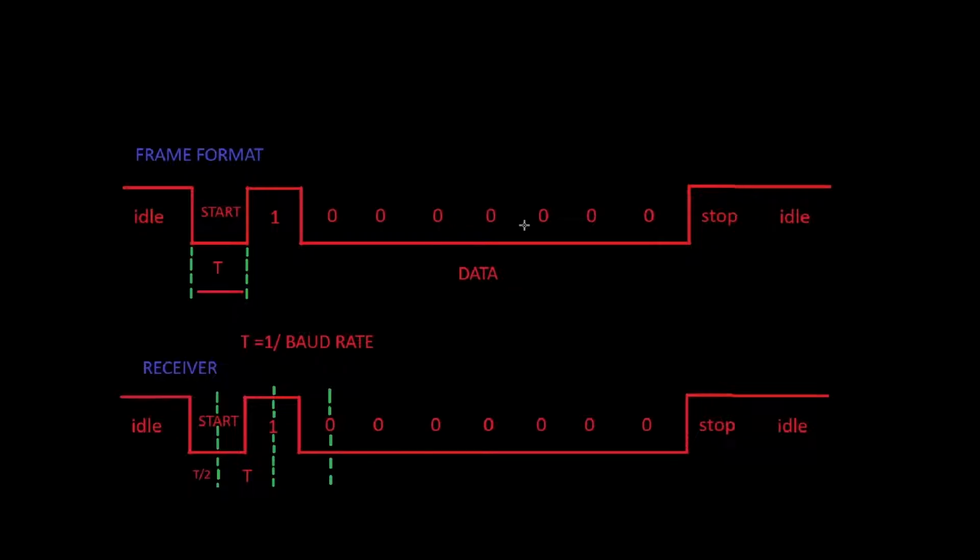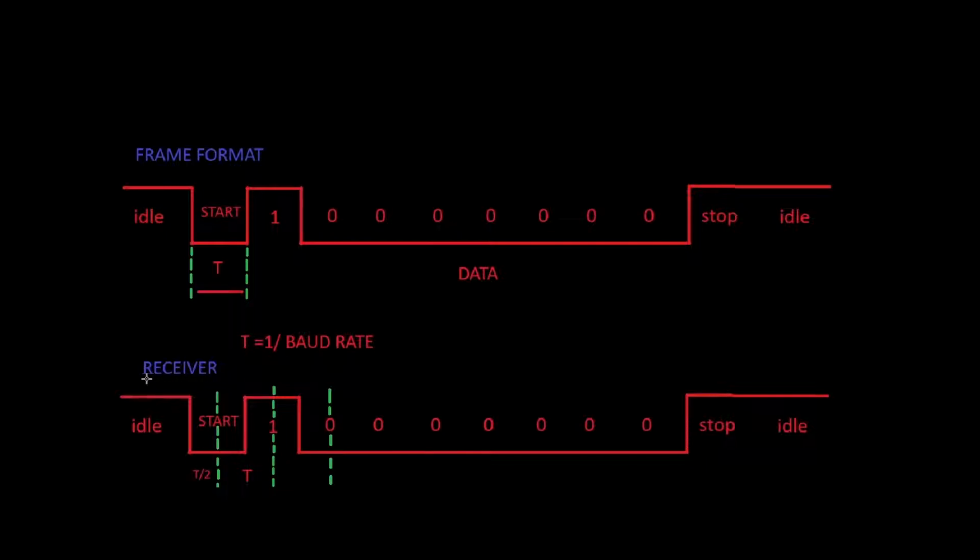Now my UART is little-endian, so it will send the least significant bit first, and the last bit it sends will be the most significant bit.